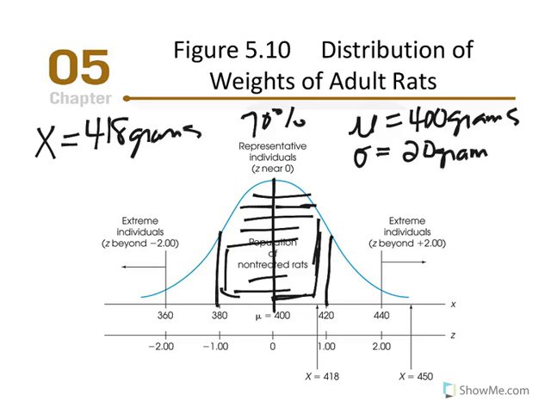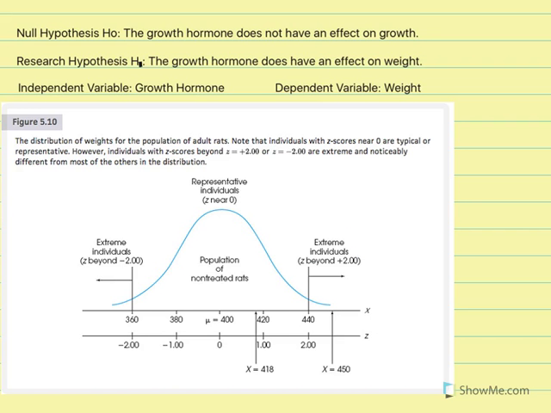And before I go any further, what I want to do is use this as an example of demonstrating what the research and the null hypotheses would be, as well as identifying the independent and dependent variables. So here I've identified what the null hypothesis would state. Again, the notation for the null is H sub 0. The growth hormone has no effect on growth, or we could say weight, right? Growth is denoted by weight if we want to be more specific. So the growth is in relation to the weight, because that's what we're measuring in the end.